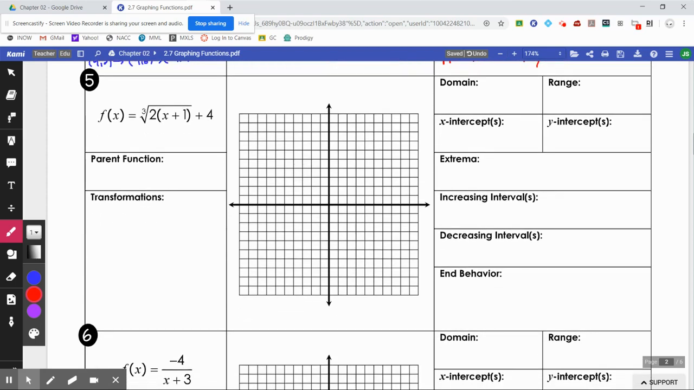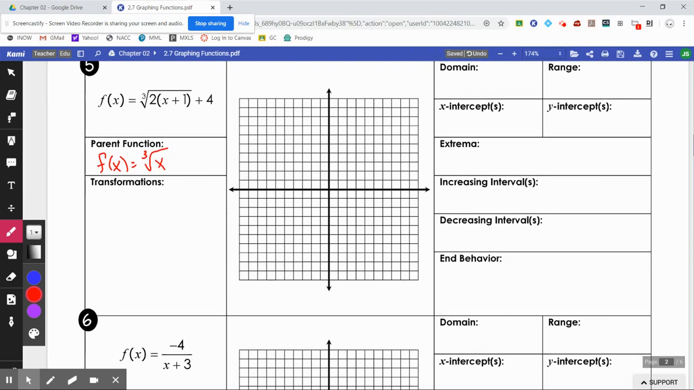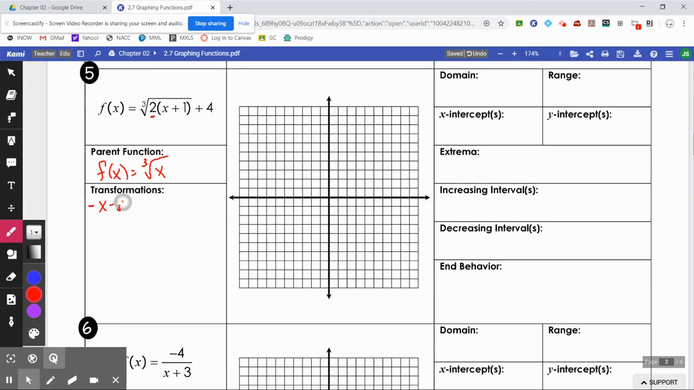Okay, number 5. First off, our parent function, f of x is equal to the cube root of x. Identify the 3 transformations here. Since the 2 on the inside, that's your multiplication, that's going to be a horizontal or an x stretch or compression. You do have to flip it since it's on the inside, so that's going to shrink it. So we're going to write that as an x shrink times 1/2, times the reciprocal. And then we just got a couple of translations. The plus 1 inside would move it left 1, and the plus 4 would simply move it up 4.